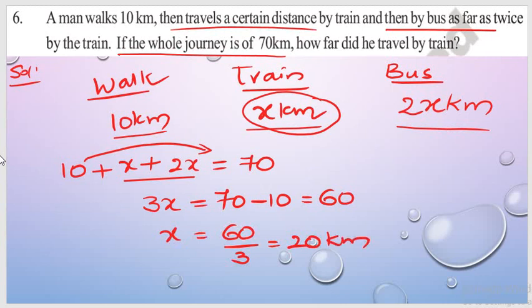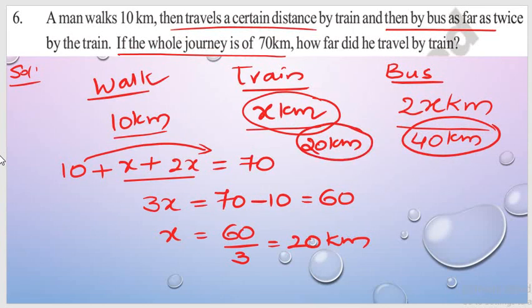So from this what I can say? By train he traveled 20 kilometers and by bus he traveled 2 into 20, which is nothing but 40 kilometers. So these are nothing but the distances traveled by that person by train as well as bus.